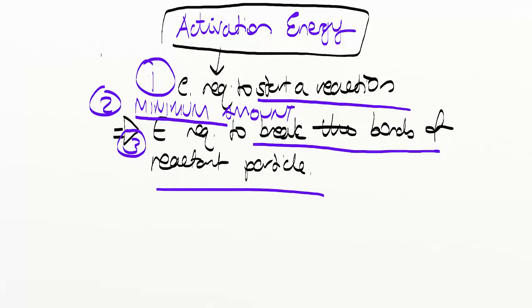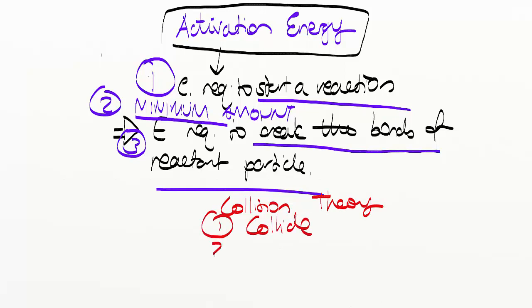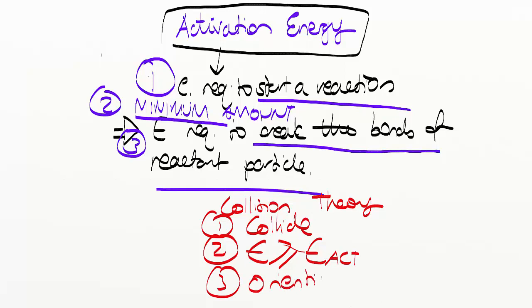So if we go back to what we were looking at before, we asked ourselves the idea behind collision theory, right? How do reactions occur? And we mentioned three things. One, they had to collide. Two, they had to have enough energy to break reactant particles. So in other words, the collisions have to have energy that is equal to or greater than the activation energy. And we usually write that as EA or E_act. And thirdly, as a revision, they had to collide with the right orientation.